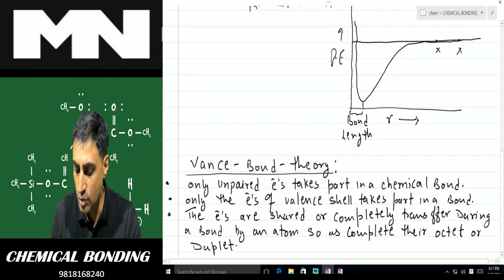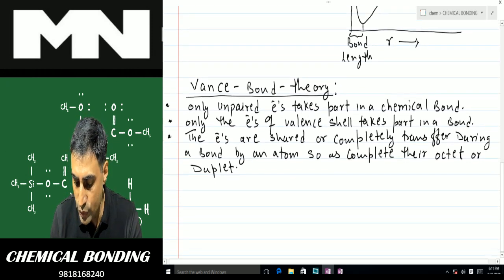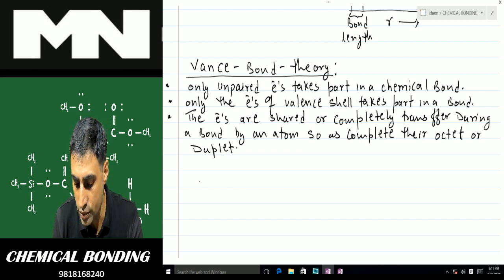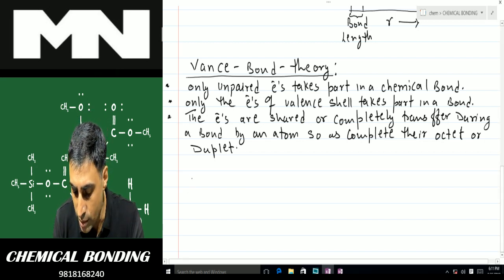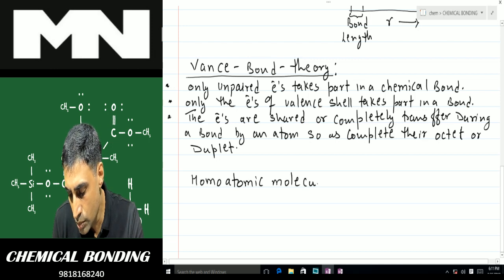And we'll see some molecules which obey this theory. I'll give you examples of hydrogen, chlorine and oxygen molecules. They are homoatomic molecules. So first we'll see homoatomic molecules.